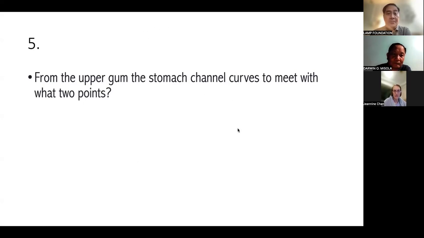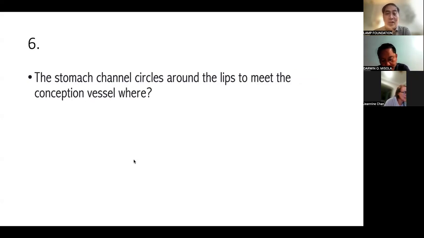Okay, up, Doc. The stomach channel will curve to meet with what 2 points? DU 28 and DU 26. You must have the same reference. Okay, good. Sige, REN 24. The stomach channel will circle around the lips to meet the REN or conception vessel at what point? CV24, tama ba yun, Doc? Or saan? Dito sa mentolabial groove of the chin.